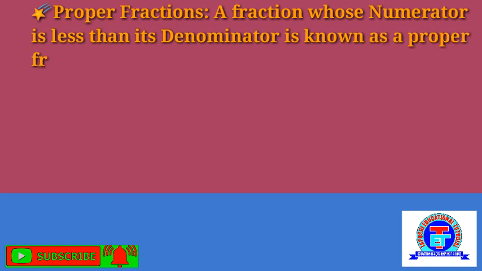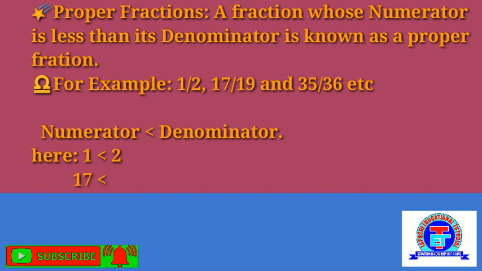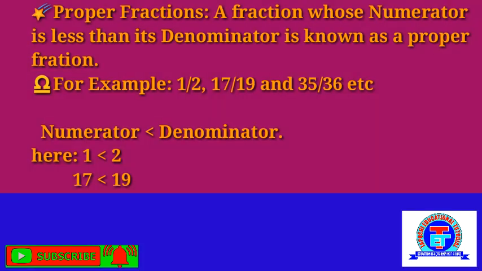Suppose 1/2, 17/19 and 35/36 are proper fractions. That means it is a real fraction. Here the numerator is always less than the denominator. Right student? Here in 1/2, 1 is the numerator and 2 is the denominator, and 17 is the numerator and 19 is the denominator. So we can write here 1 is less than 2, 17 is less than 19, right?